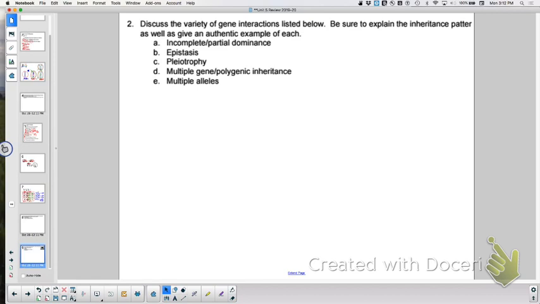Incomplete partial dominance, that would be like straight hair and curly hair making wavy hair. Epistasis, right? You could have the gene for no baldness, and then your hair color is going to be whatever your hair color is going to be. But if you get the gene for baldness, yeah, you're screwed. No hair. So it doesn't matter about the color. Multiple gene polygenic inheritance, we talked about that. Height, we have a bell-shaped curve, and multiple alleles with blood.